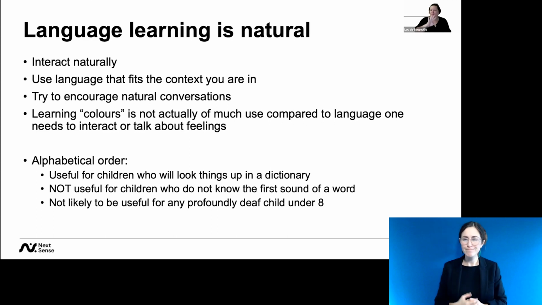And I have a personal hate of this whole learning the alphabet in order. It is a hearing kid thing, I get it. And it's very useful for kids to look up things in a dictionary. If your child is profoundly deaf and not going to use phonics to learn to read and write, why do they need to know that B comes after A or C comes after B? Like they just don't.